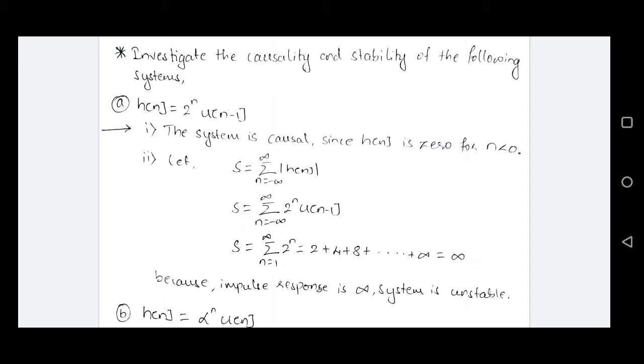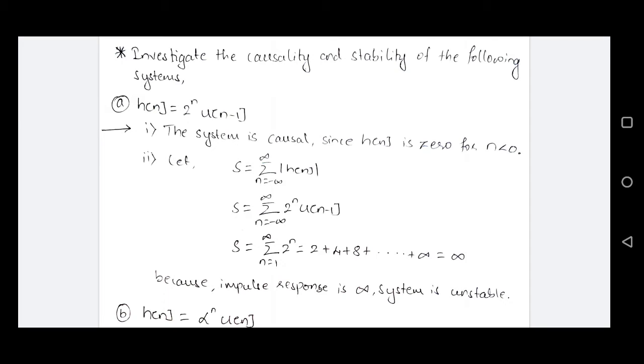That means the impulse response is 0 for n less than 1, and the condition for a causal LTI system is that the impulse response should be 0 for negative time, that is n less than 0. Therefore, the system under investigation is a causal system.